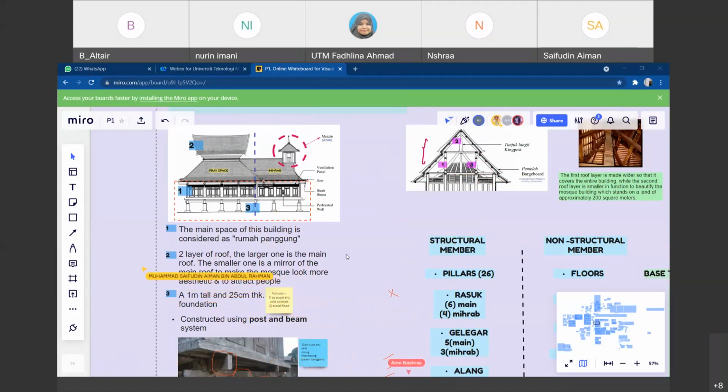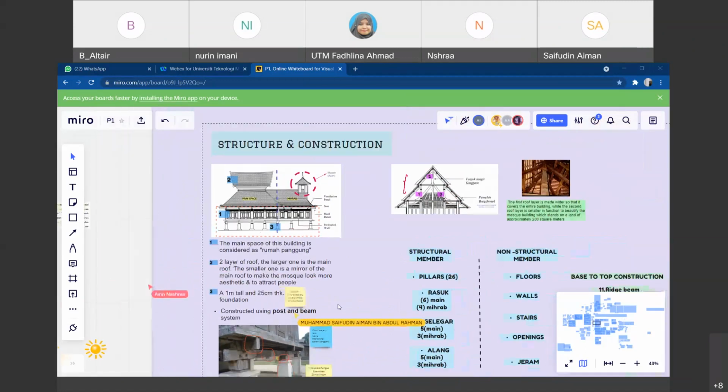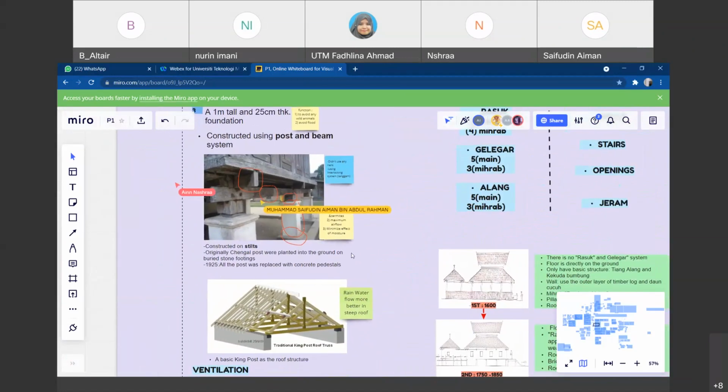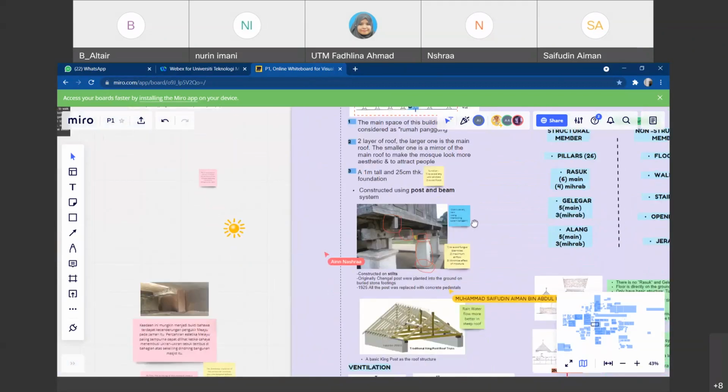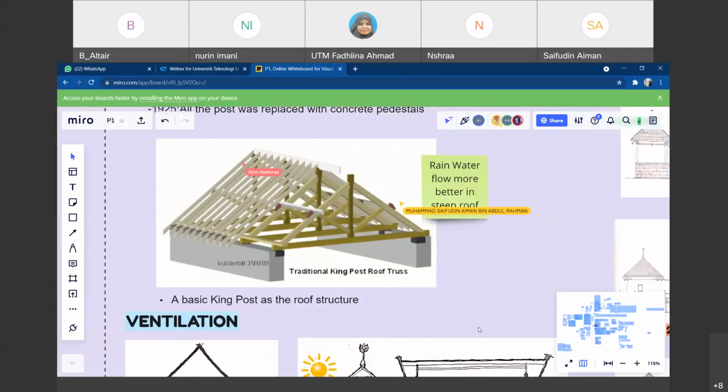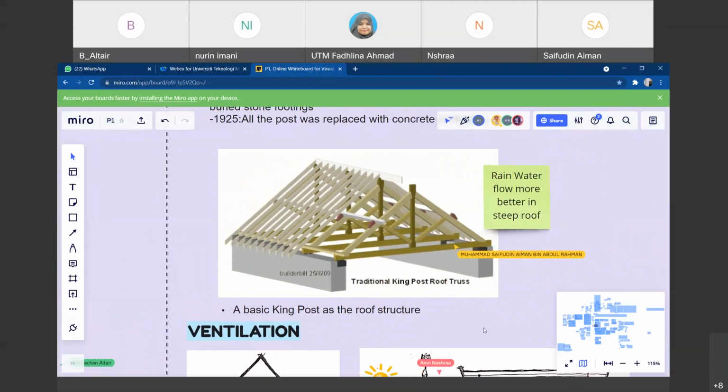Okay, this building was constructed using a post and beam system. For this picture, as we can see, this building is constructed on stilts. The reasons are to avoid fungus and termites, second to give maximum airflow, and third to minimize the effect of moisture. To add about this building, it didn't use any nails and only used an interlocking system, which in Malay we call tanggam. For the roof structure, we use king post. The reason is because rainwater flows better on a steep roof.